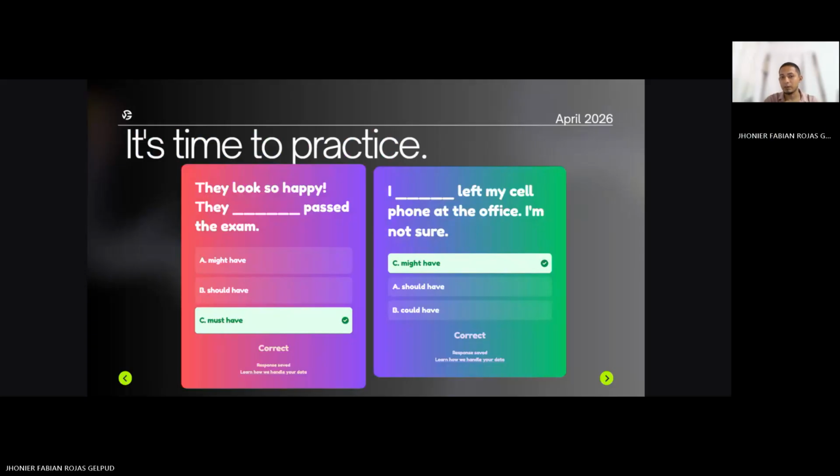The next says: I blank left my cell phone at the office. I am not sure. The correct option is might have. I might have left my cell phone at the office. I am not sure.